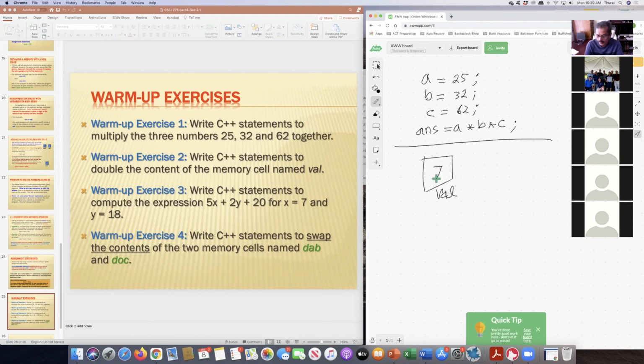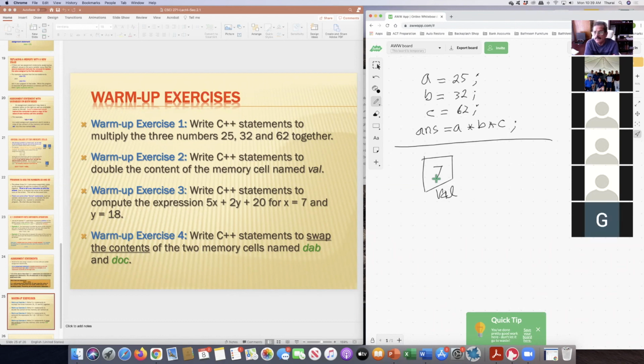The value of val should be replaced with twice the original value, and we don't know what value is there. Let me see if you can write that. This is what computer programming is all about. You have to come up with the right way to achieve your task.